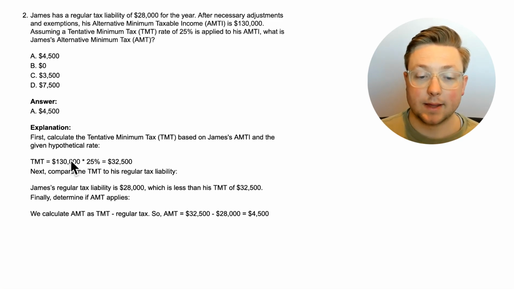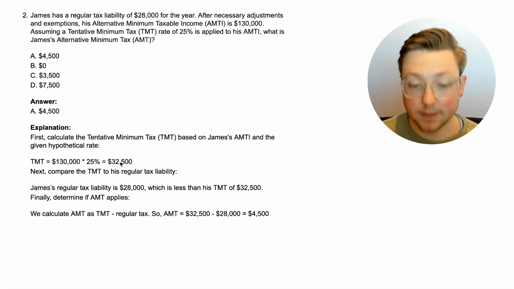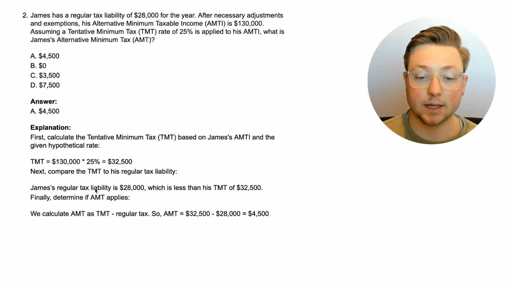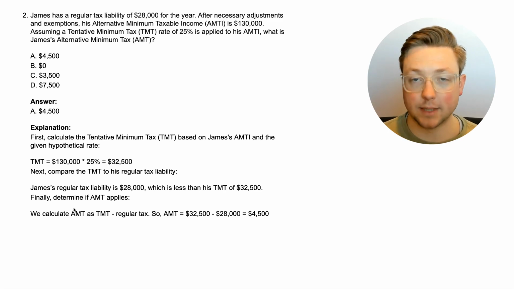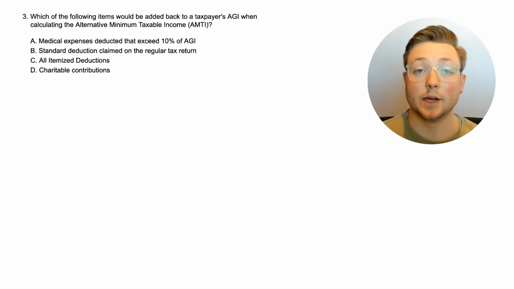And so again, you take that percentage, that is the TMT, and then since his regular tax liability is less than the TMT, you subtract it from the TMT, and that gives you $4,500 of AMT. So lots of little acronyms, TMT, AMT, AMTI, but basically you calculate the TMT based off of the alternative minimum taxable income. And then if that's greater than the current tax liability, then the difference is your alternative minimum tax. All right, let's go to the next question. Okay, here's question 3.